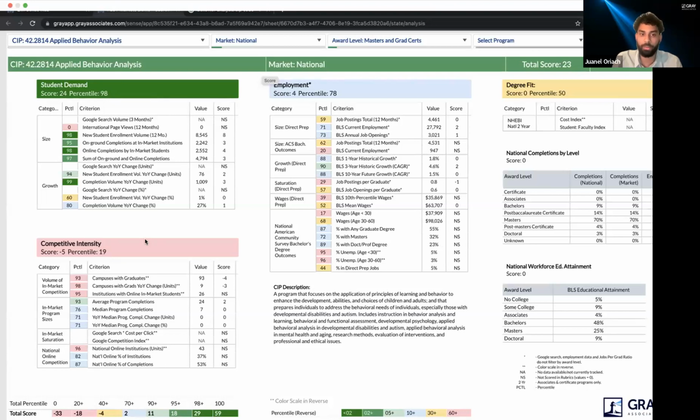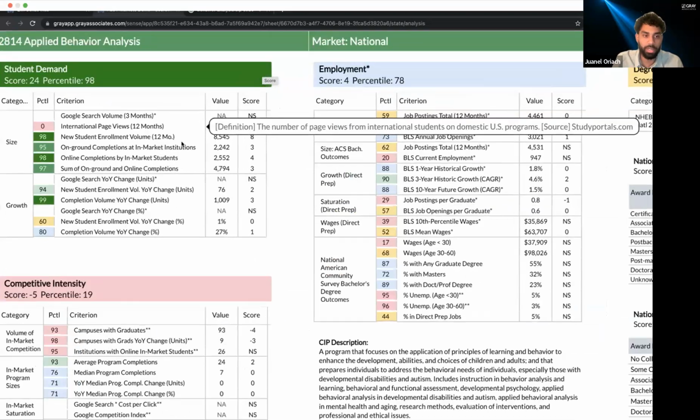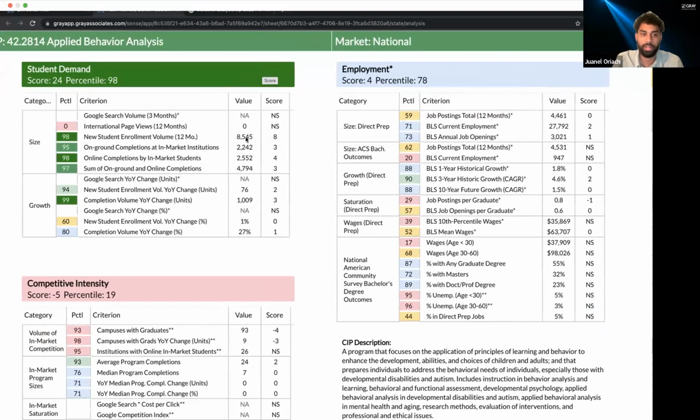So what does this tell me? Students are interested in this. There is student demand for this program. There are jobs. There is employment opportunity. The real question here is going to be, how do I compare to the other institutions that are already offering this program? The things that I highlight here in student demand would be new student enrollment is very high. And then the sum of on-ground and online completions are both very strong as well. And when we're looking at this in terms of change volume, enrollment and completion volumes are increasing year over year.